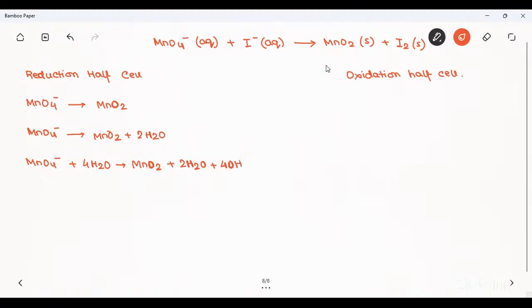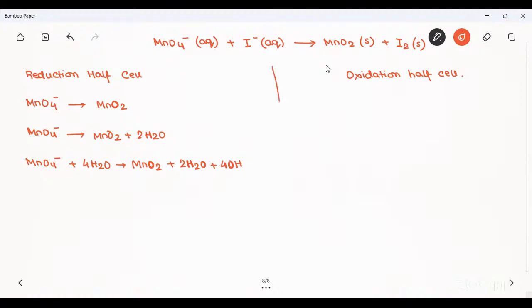So this is the balancing of hydrogen. Hydrogen here gets imbalanced. So if hydrogen is imbalanced, we need to add the water on the left-hand side. So that's what we have done. This is the balancing of oxygen. This is the balancing of hydrogen.